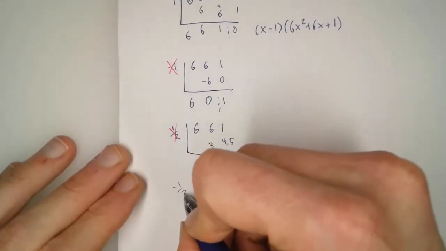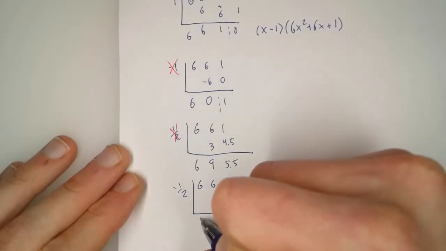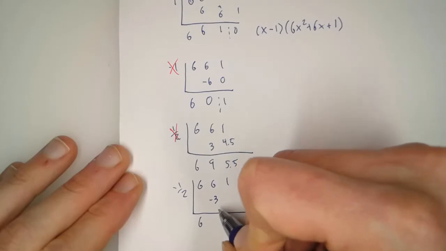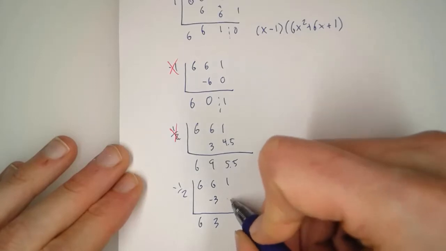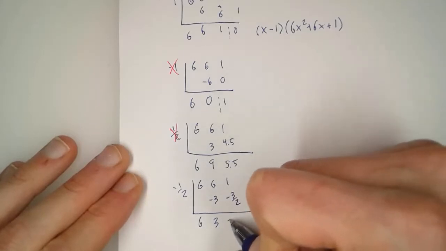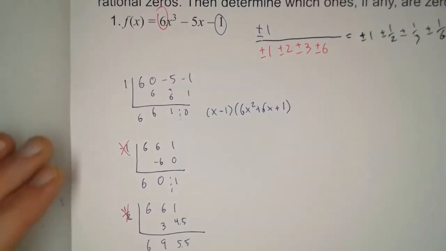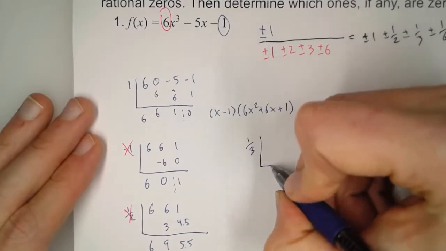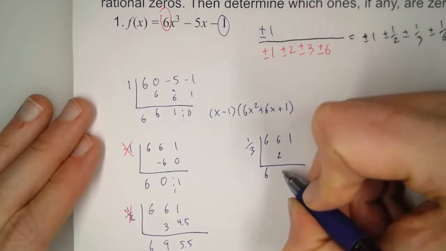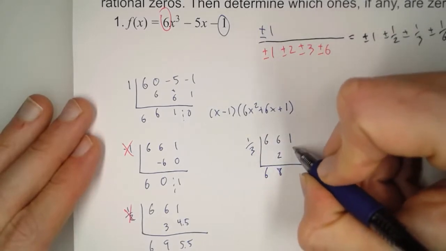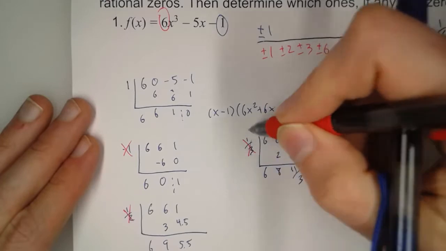How about -1/2? So 6, 6, and 1. Bring down the 6, times -1/2 is -3. 6 and -3 make +3, times -1/2 is -3 halves. So that's -1/2. So nope, -1/2 is not going to work. So what about 1/3? So 6, 6, and 1. Bring down the 6, times 1/3 is 2. 6 and 2 is 8. 8 times 1/3 is 8/3. So that's 11/3. So nope, that's not going to work.